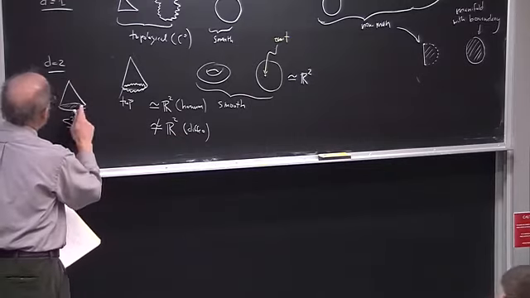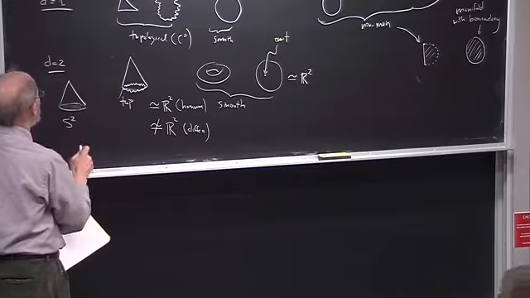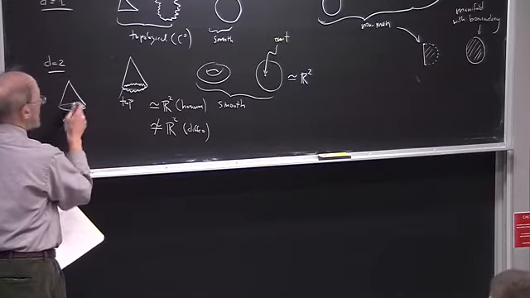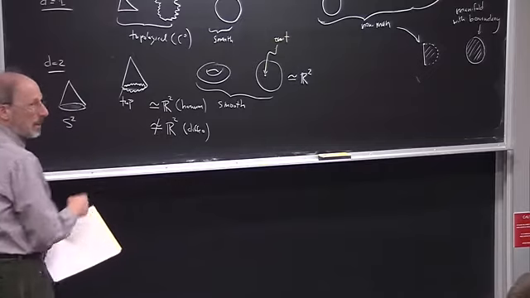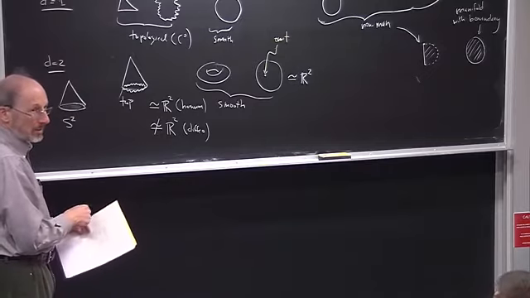I was just thinking of the difference between including this circle and not including this circle. If you leave this circle out, then it's R2 again. Okay.